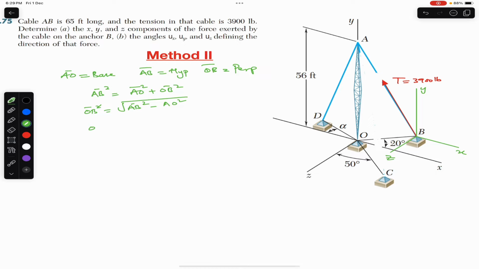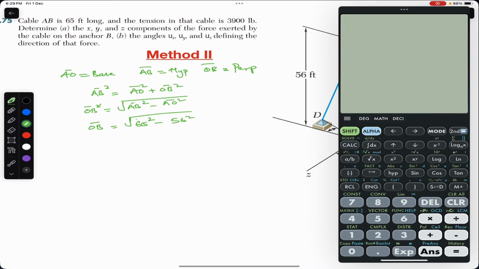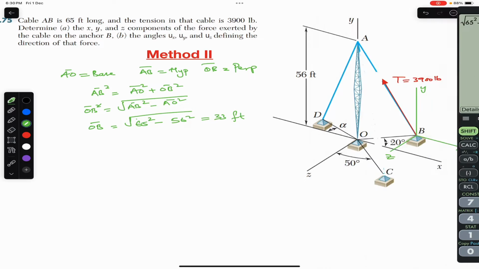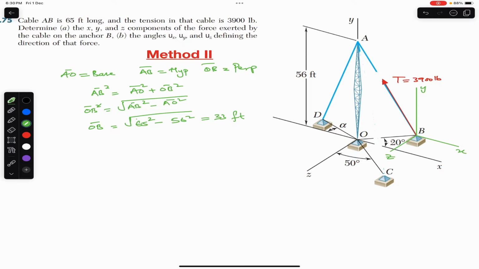So OB length is equal to the square root of AB square minus AO square, where AB is 65, the length of the cable, and AO is the height of the pole, which is 56. So 65 square minus 56 square, this gives us 33. This will be in feet, since the length of the cable and the height of the pole are given in feet. So this OB is 33 feet.